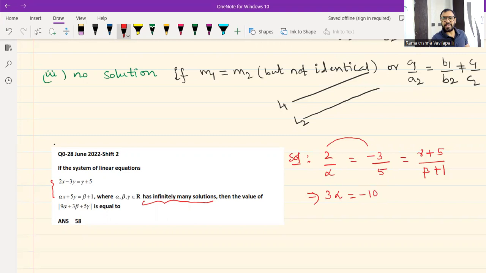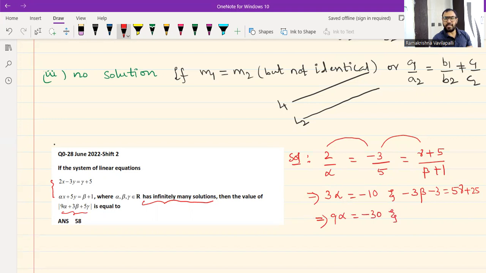Okay. And taking the last two equations and minus 3 beta minus 3 equal to 5 gamma plus 25. Okay, so which means that this implies, they are asking for the expression 9 alpha plus 3 beta plus 5 gamma. The same you are getting here, 5 gamma. This implies 9 alpha I want. So this is minus 30.